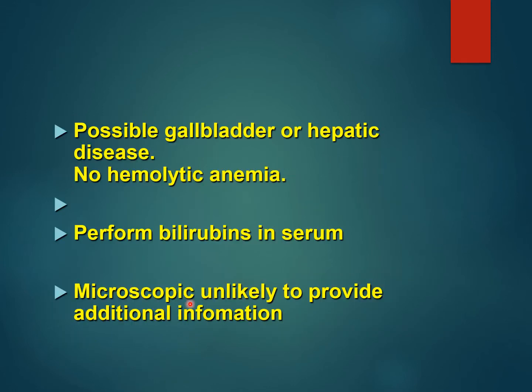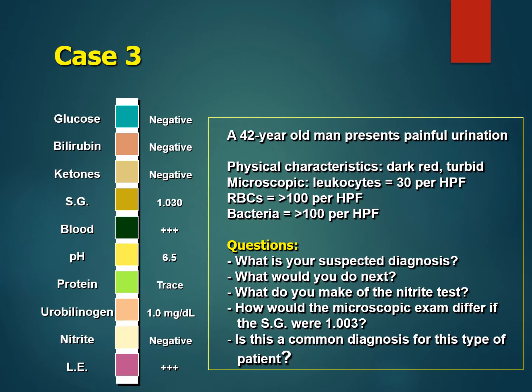Let us see. The answer is possible gallbladder or hepatic disease, no hemolytic anemia, no blood, bilirubin in the serum. You can make sure that this patient is really jaundiced, so we are to request a blood bilirubin, total and direct. Microscopic examination is unlikely to give us any additional information. So as not to complicate the life of your patient, you are to be to the point.